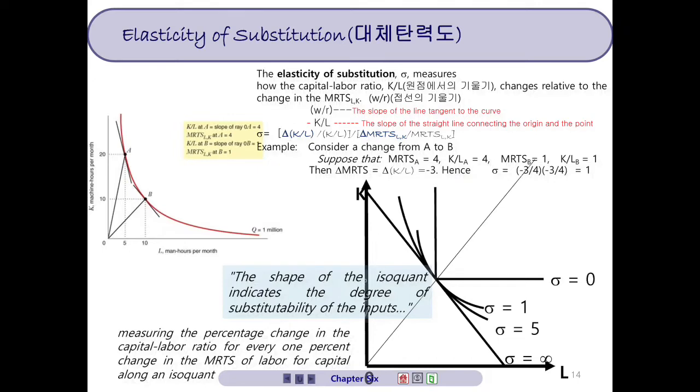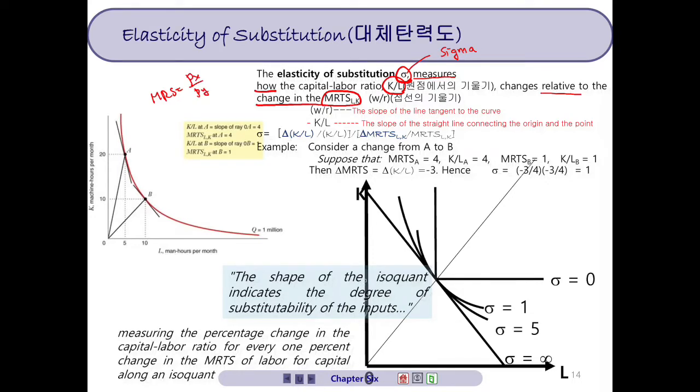For this elasticity of substitution, we denote it by sigma. It measures how the capital-labor ratio changes relative to the change in MRTS. By the way, for MRS, we set it equal to Px over Py, the price ratio.